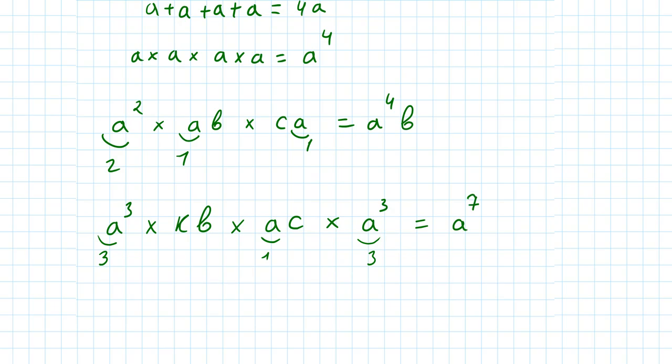Then k. Do you have another k in the multiplication? No, that's why you will write k. Do you have another b? No, that's why you will write b. Do you have another variable c? No, that's why you will write c. It's your answer. Okay. They are the hardest ones also.